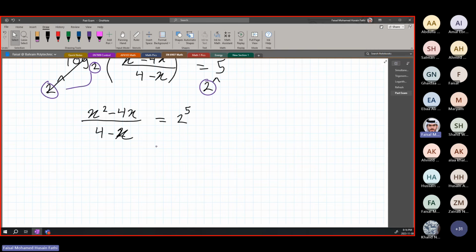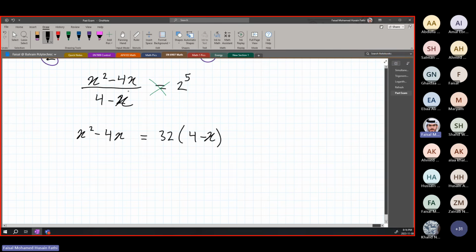Easy or not easy? We're done. 2 to the power 5 is 32. How do we do this? Cross multiplication. Cross multiply. So x squared minus 4x times 1, which is the same thing, equals 2 to the power 5, which is simply 32, times 4 minus x. You have a quadratic equation and you can solve it.